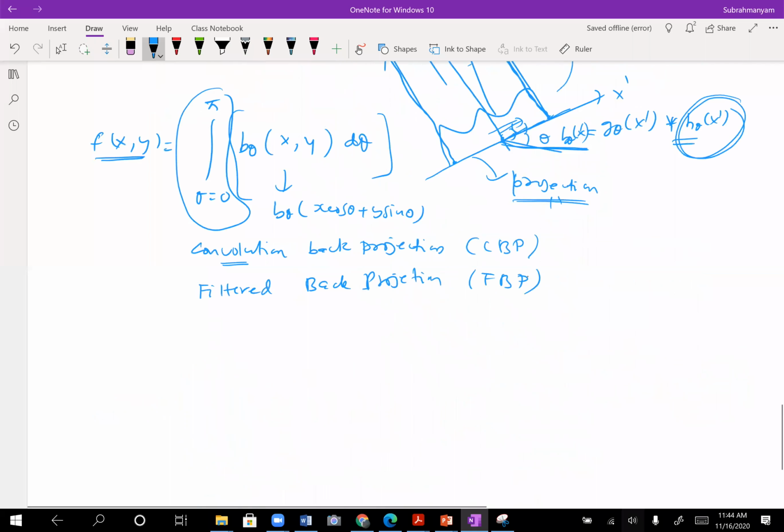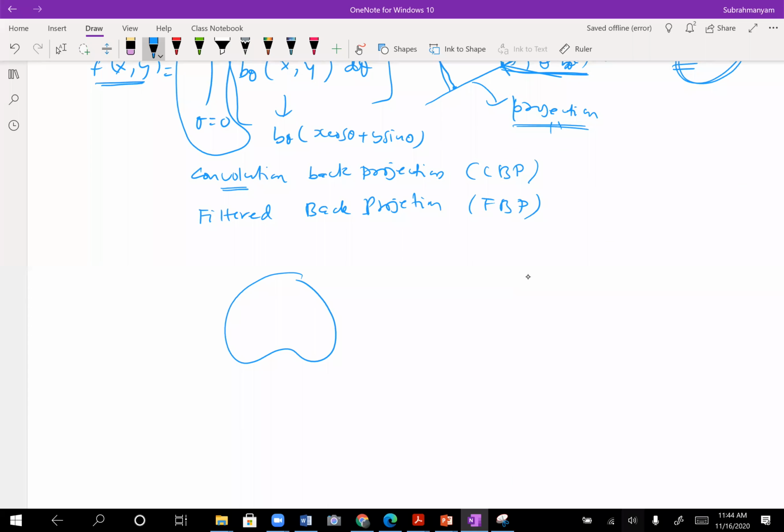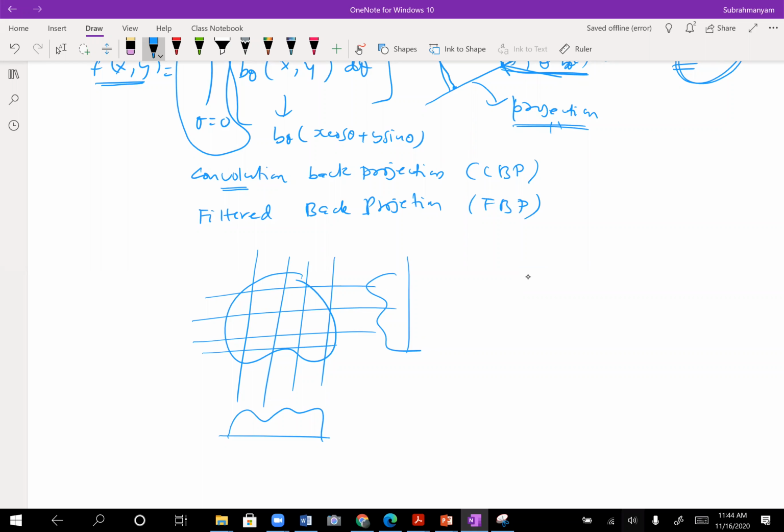So what you are doing, you have an object, you take different projections here, let's say in this way, in this way. You got one profile here, you got one profile here, and I'm not drawing multiple, but you vary it in multiple directions, theta from 0 to pi. For each projection of this f of xy, you smear those values here. That's the word they use. You back project the values here, and this plus this plus this, everything gets added there.